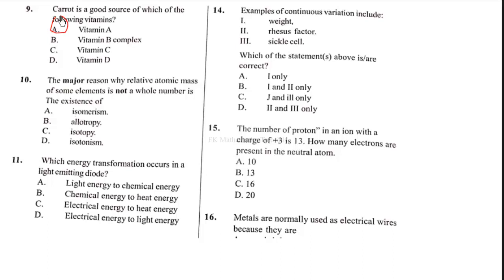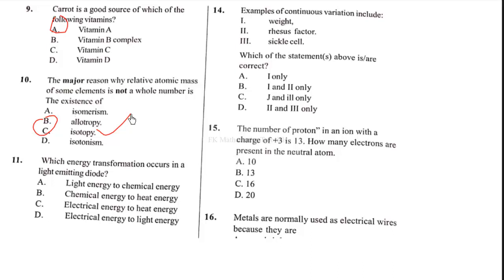The major reason why relative atomic mass of some element is not a whole number is the existence of isotopes. The relative atomic mass is the weighted average mass of all the element's isotopes. So the correct answer, isotopy, option C. Option C is the correct answer.